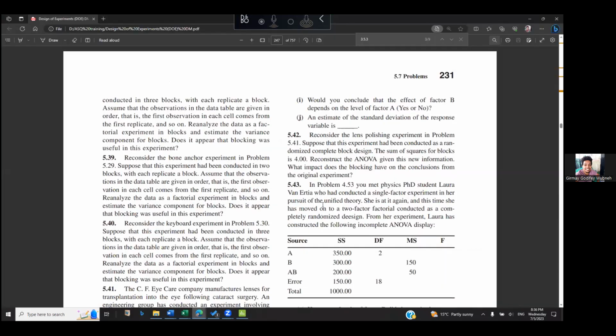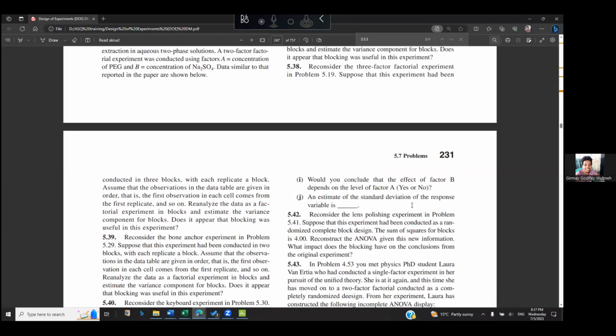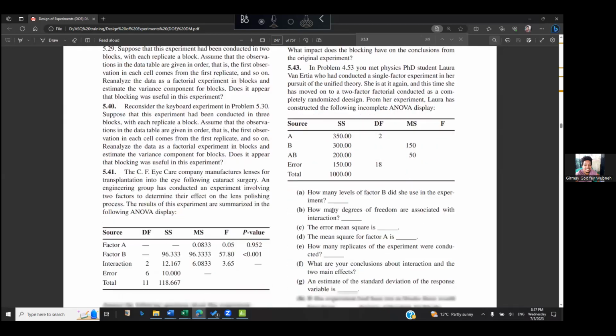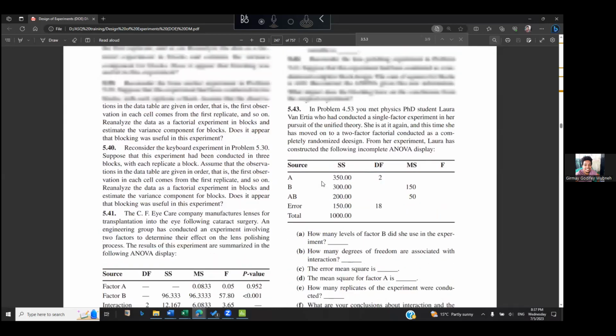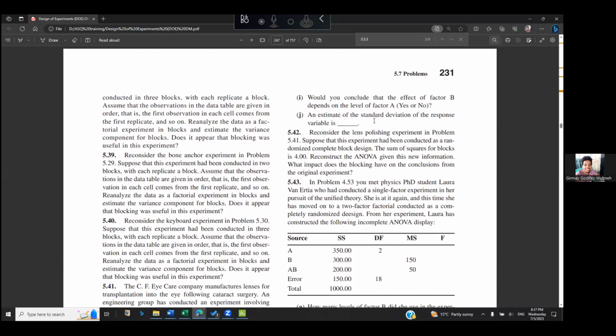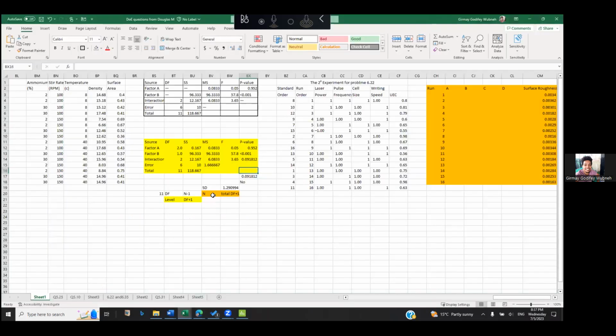Finally, an estimate of the standard deviation of the response variable. The standard deviation approximately equals the square root of the mean square error. So here, the square root of the mean square error, that's 1.667. So the square root gives the standard deviation. Approximately, the standard deviation equals the square root of the mean square error.